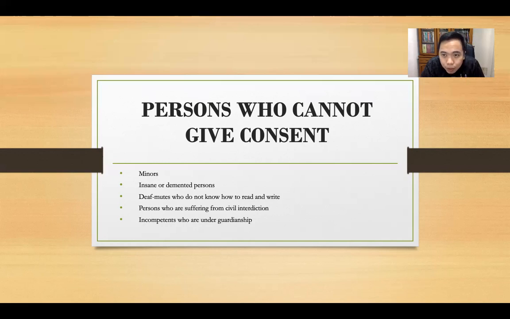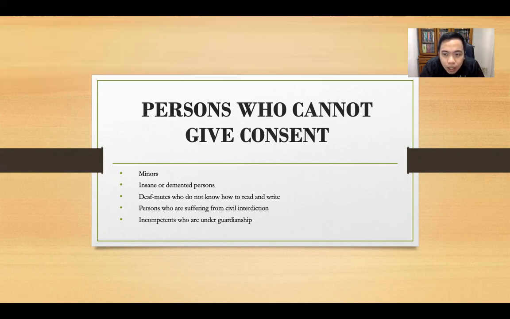Now, if a person is suffering from civil interdiction, he cannot join a partnership because he cannot dispose of his property. He cannot make a capital contribution or any contribution of any sort. Because again, as a result of his conviction of a crime punishable by imprisonment of more than 6 years, he cannot dispose of property and therefore he cannot contribute money or property. Okay?